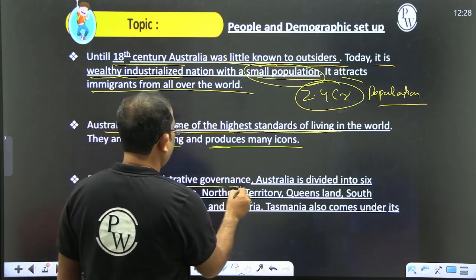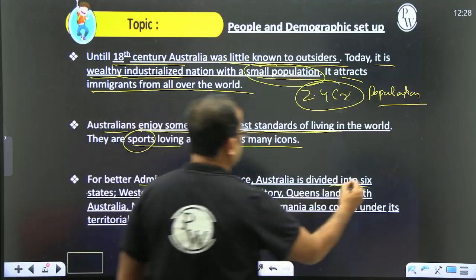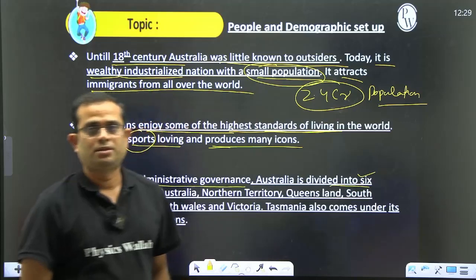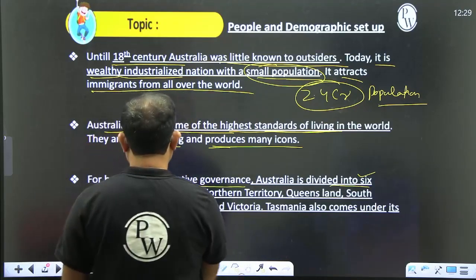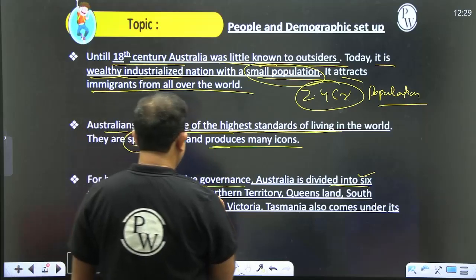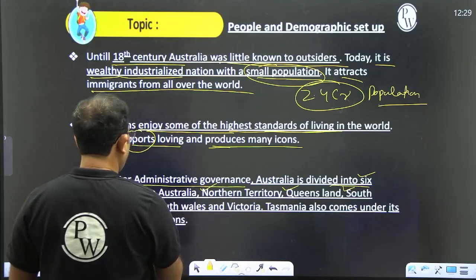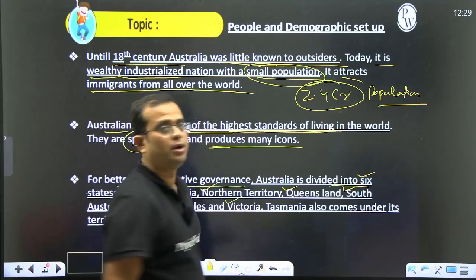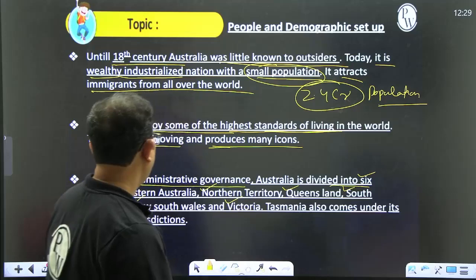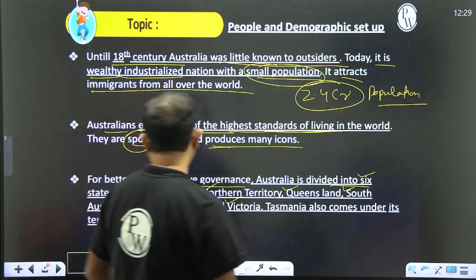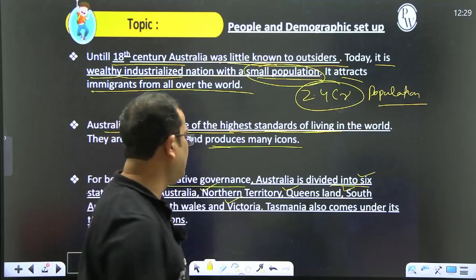For better administrative governance, Australia is divided into 6 states or provinces. That is Western Australia, Northern Territory, Queensland, South Australia, New South Wales, and Victoria. These are the major 6 provinces of Australia.